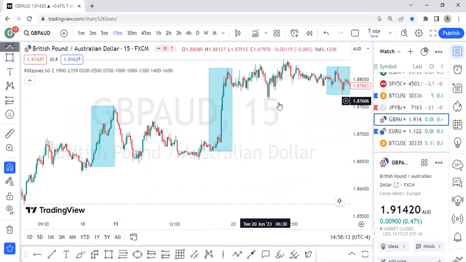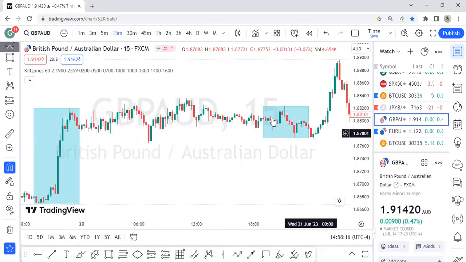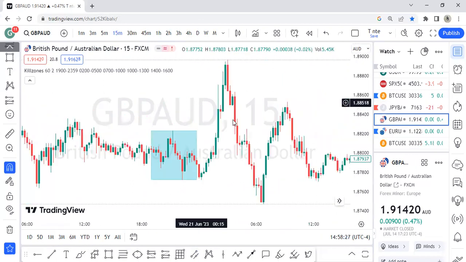You want to see the market consolidate. You can see very clearly the market gave a kind of consolidation. What happened there? It wicked below the Asian range, went below the midnight open candle. Always wait for the market to go below that midnight open candle, right? And then rally higher. Let's see another opportunity.